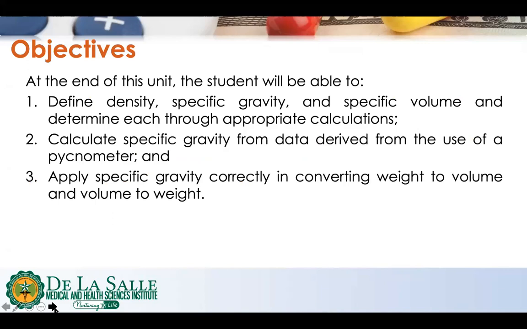At the end of this unit, the student will be able to: 1. Define density, specific gravity, and specific volume, and determine each through appropriate calculations. 2. Calculate specific gravity from data derived from the use of a pyknometer. And third, apply specific gravity correctly in converting weight to volume and volume to weight.